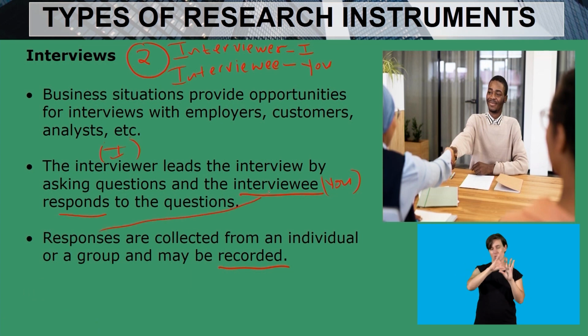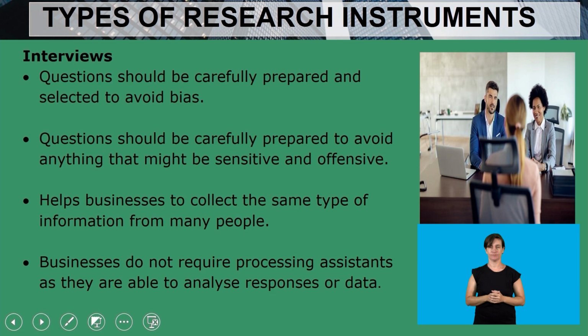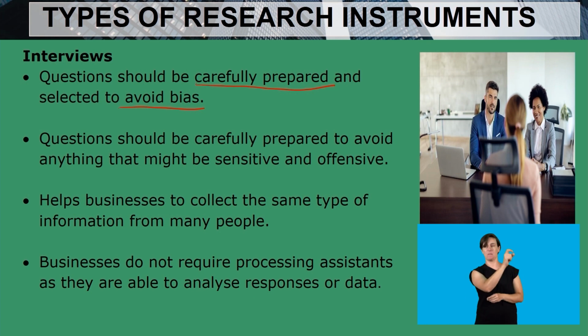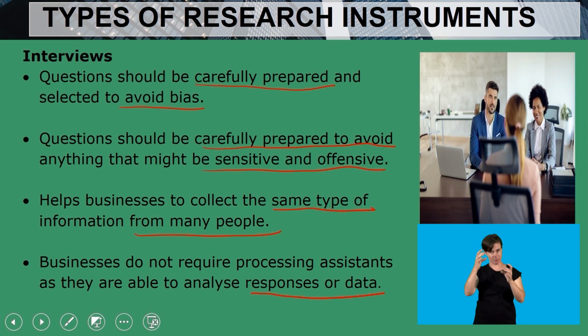So responses, we get the responses from who? From the interviewees. With interviews, questions should be carefully prepared and selected to avoid bias. And remember, when it's biased, it means it's not objective. The answers that we are getting favor one person over another, so we will not get what we want. Questions should be carefully prepared to avoid anything that might be sensitive or offensive, so you need to think carefully about the questions that you're going to ask. Interviews help businesses to collect the same type of information from many people. Businesses do not require processing assistance as they are able to analyze the responses or the data. So that is the second type of research instrument that we can use to gather the information that we want.